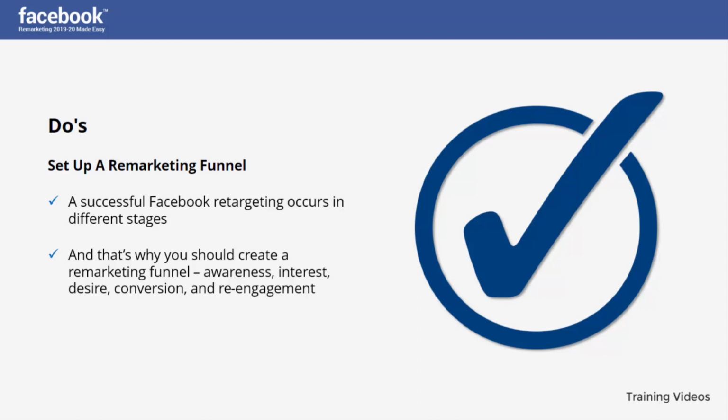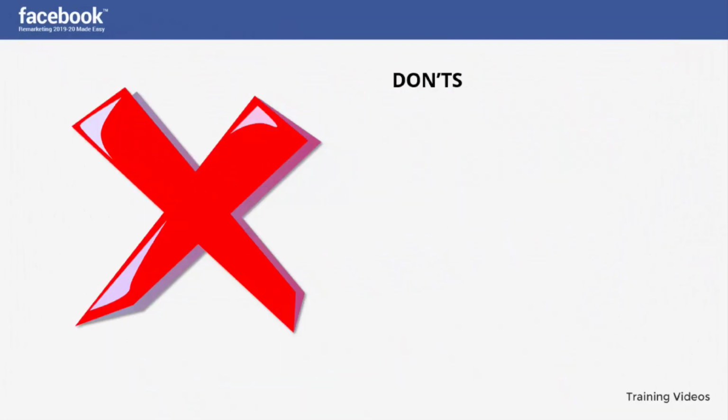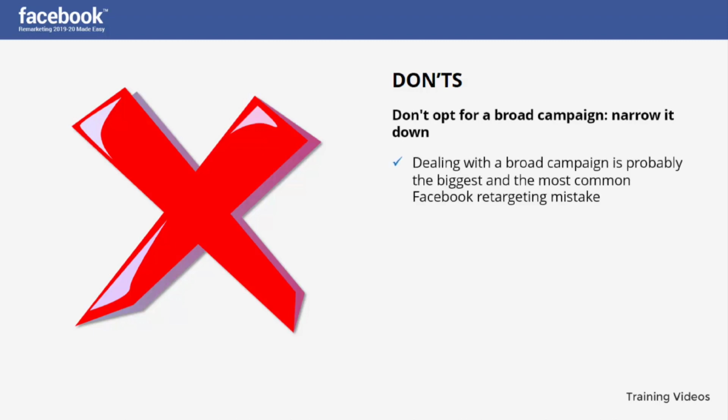And now, let's move to the don'ts. Don't opt for a broad campaign. Narrow it down. Dealing with a broad campaign is probably the biggest and the most common Facebook retargeting mistake. A typical retargeting campaign targets every site visitor in the last 30 days.